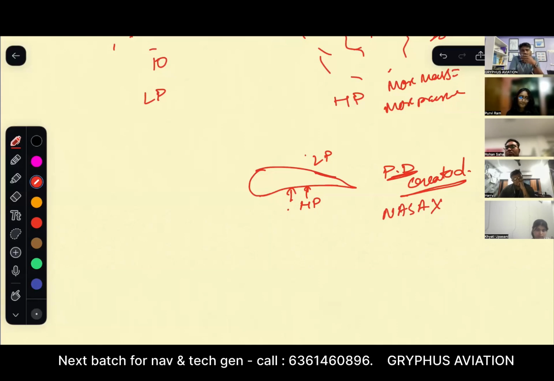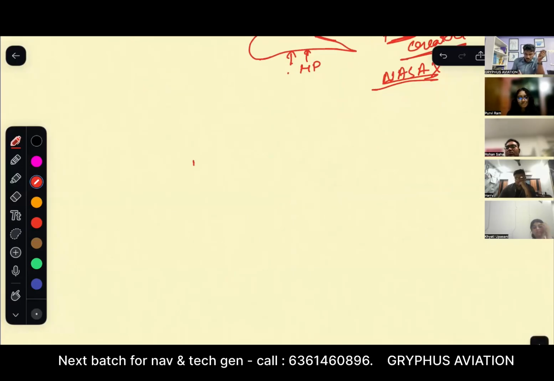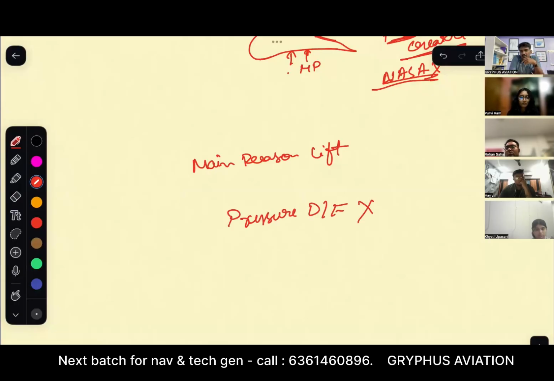You can go to the NASA website also. Just type in Google, is pressure difference the main reason for lift generation? NASA. You will get one website where they have discussed this theory. This is wrong. A lot of people study and teach that the pressure difference is the main reason. If I ask you what the main reason for lift creation is, of course pressure difference is the answer. But this is not the main reason. This is not the primary reason. Now, what do I mean to say?